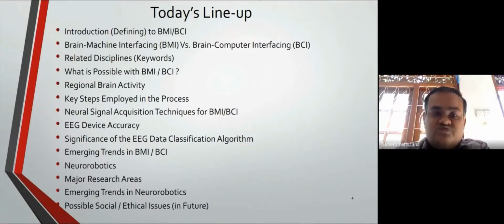Earlier that was the emerging trends in brain-machine interfacing. So we will discuss separately the emerging trends coming under neurorobotics, and the possible social and ethical issues in the near future as a result of technological advancement in these two disciplines, brain-machine interfacing and neurorobotics.